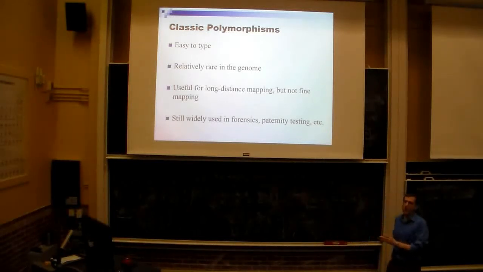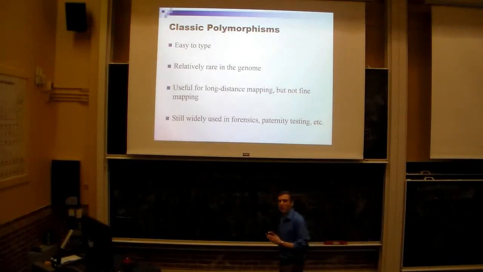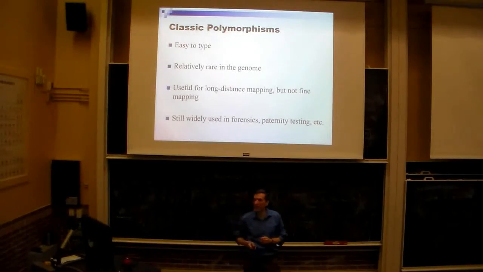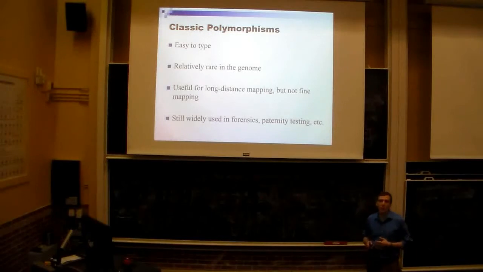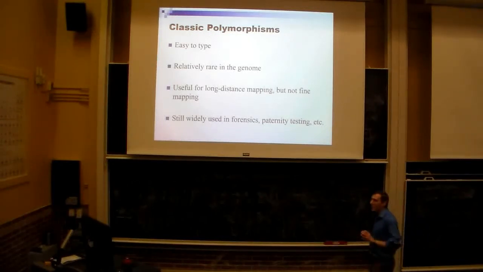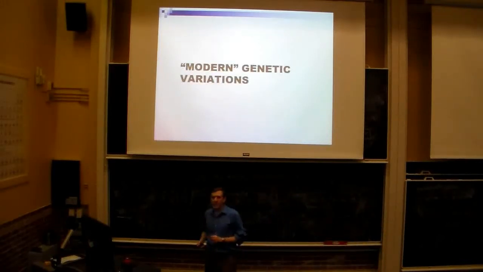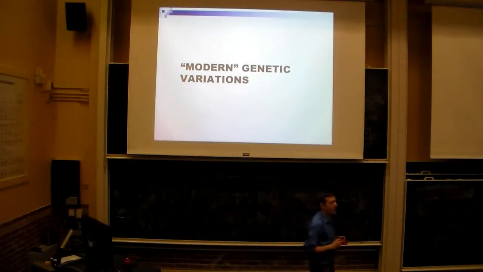Very likely what they're showing you is actually a gel corresponding to one of these microsatellite typings. That still is quite important in those kinds of applications. But for research purposes, and more today for the medical purposes for which we're primarily studying variations, these have been largely displaced by other kinds of variations.